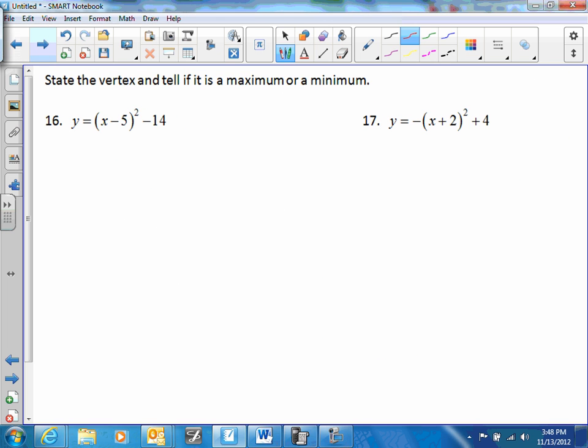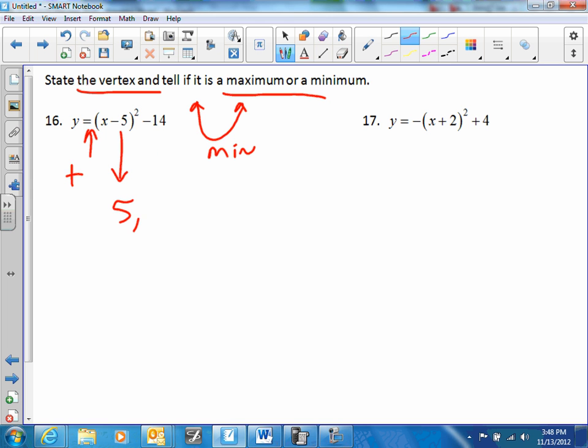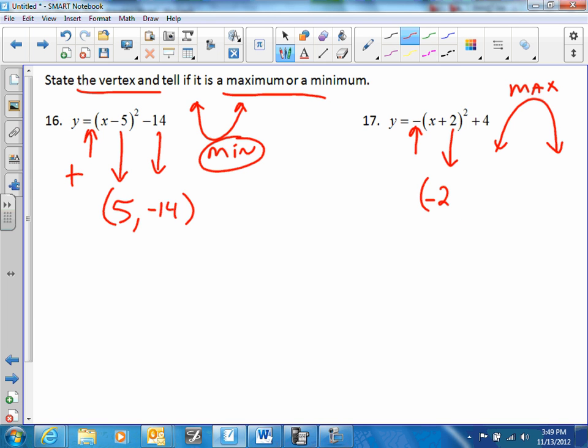If you look at this, state the vertex, and if it's a max or min. Well, notice a is positive. That means it's going to look like this. Therefore, that's going to be a minimum. My vertex is going to be at 5, negative 14, and it's a minimum, like I said. That's a negative, therefore it's going to go like this. It's opening downward, so that's going to be a max. My vertex is at negative 2, positive 4.